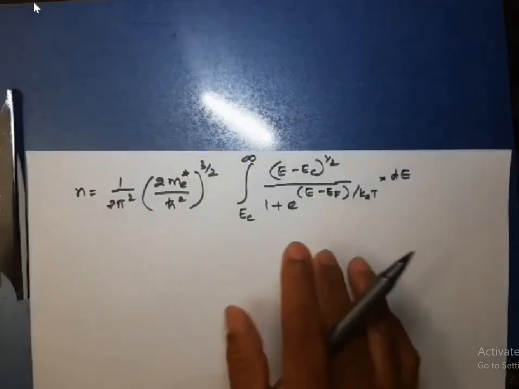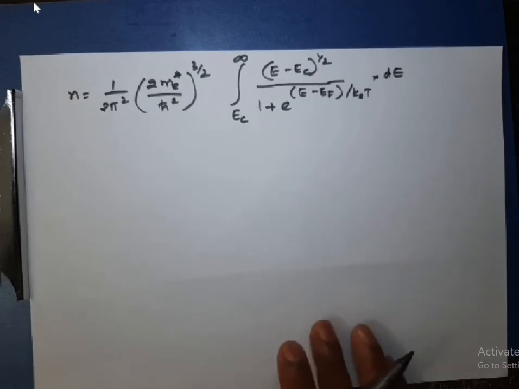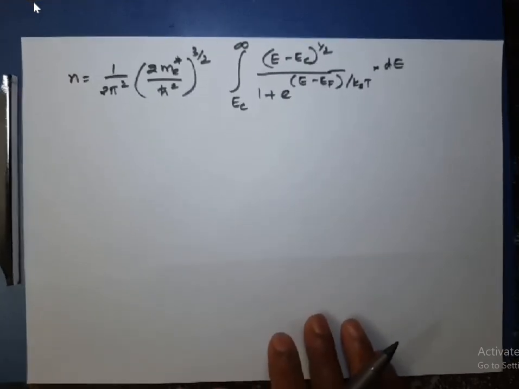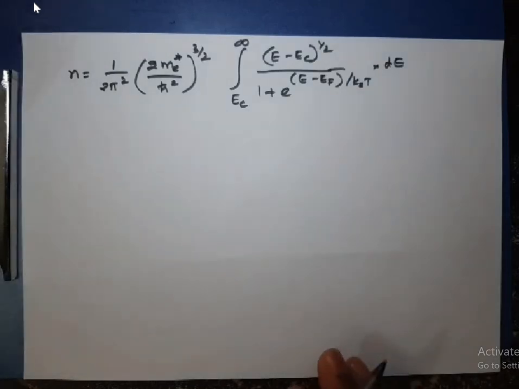What is the Fermi energy of a semiconductor? We'll see. In metals, you know very well, the Fermi energy is the highest occupied level, but in a semiconductor the Fermi energy is different. What is meant by that? We'll discuss it.